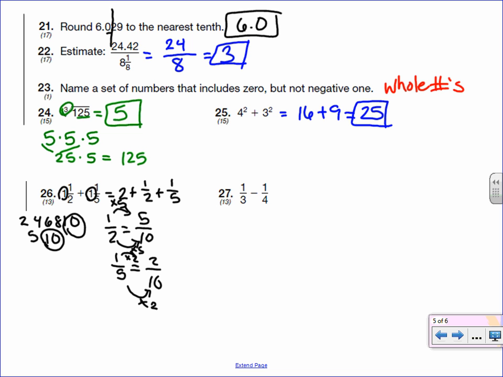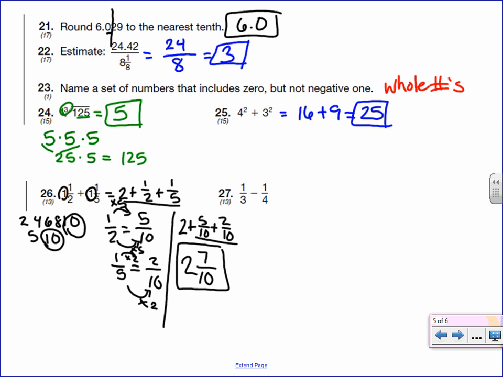So this problem here now becomes 2 plus 5/10 plus 2/10. So we have 5/10 and 2/10. 5 plus 2 is 7, and then over 10. So we have 2 and 7/10.